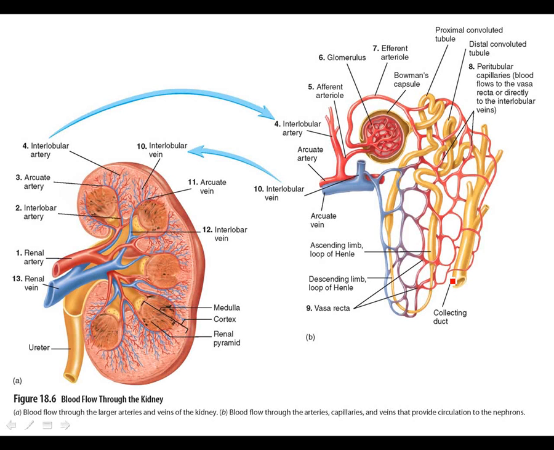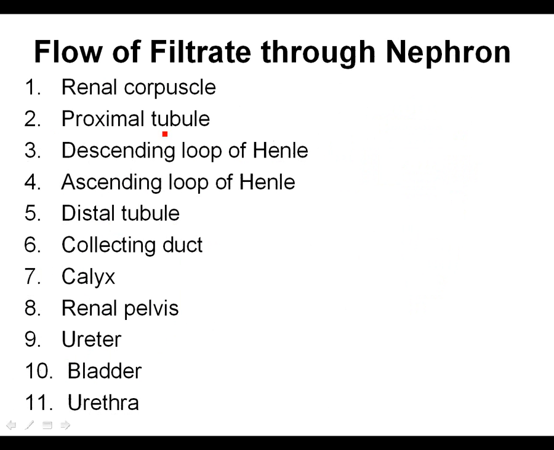From the collecting ducts, it dumps into the calyxes. These calyxes right here are the minor calyxes, and those merge into the major calyxes. The major calyxes bring it into this region of the kidney, which is called the pelvis region. And then from there, it goes into the ureter. The ureter brings it down into the bladder and stores it until it's ready to be released through the urethra.